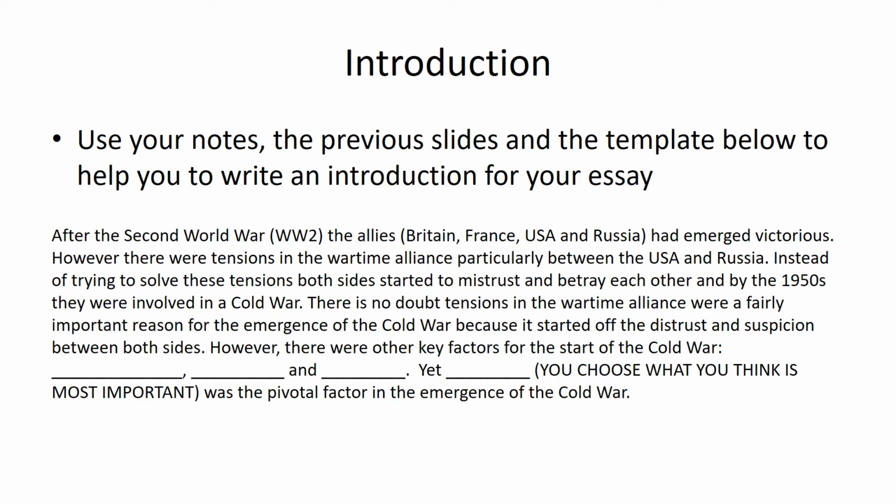So this template below says, after the Second World War, the Allies, Britain, France, USA and Russia had emerged victorious. However, there were tensions in the wartime alliance, particularly between the USA and Russia. Instead of trying to solve these tensions, both sides started to mistrust and betray each other, and by the 1950s they were involved in a Cold War. There is no doubt tensions in the wartime alliance were a fairly important reason for the emergence of the Cold War, because it started off the distrust and suspicion between both sides.